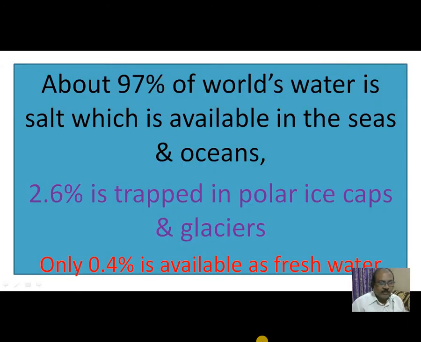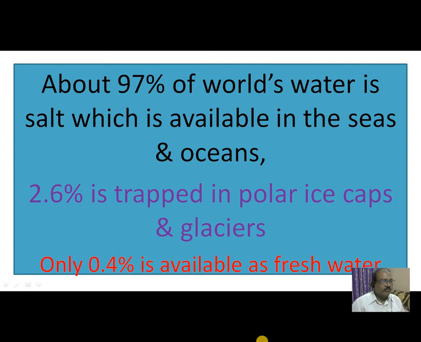About 97% of the world's water is saline water, that is salt water, and this saline water is available only in the seas and oceans. 2.6% is trapped in polar ice caps and glaciers, whereas only 0.4% is available as fresh water.